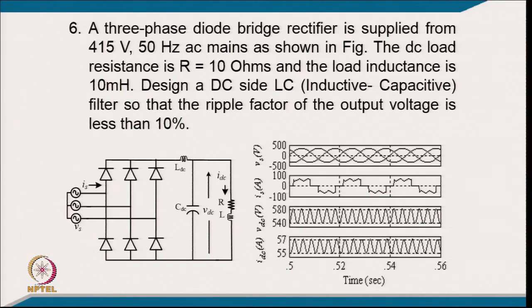548.19139 volt. So, coming now to numerical example 6, a 3-phase diode bridge rectifier is supplied from a 415 volt 50 hertz AC mains as shown in the figure. The DC load resistance is 10 ohm and the load inductance is 10 millihenry. So, design a DC side LC, inductive capacitive, filter so that the ripple factor of the output voltage is less than 10%, and this is typically the LC filter we are designing for this load. So, this is typically your DC link voltage, DC link current and the load current, and typically the input supply current and the supply voltage.